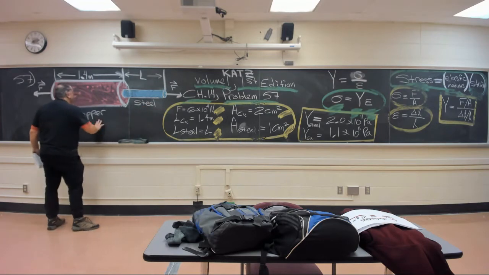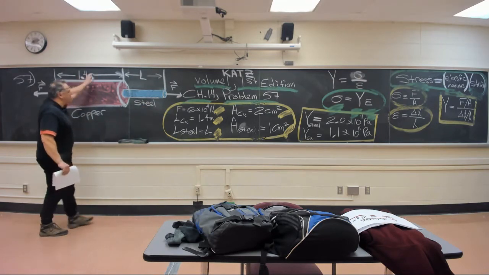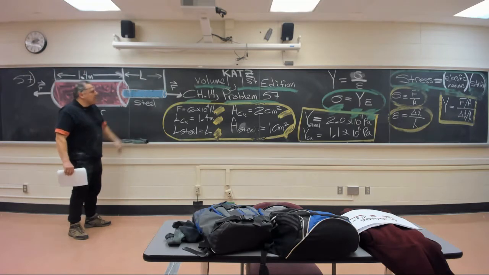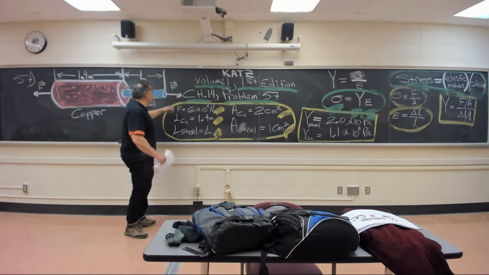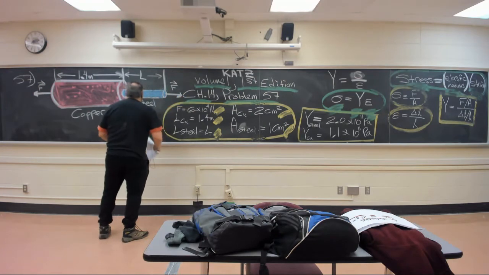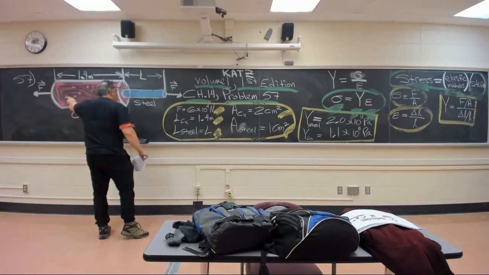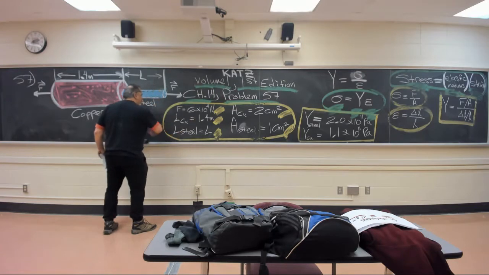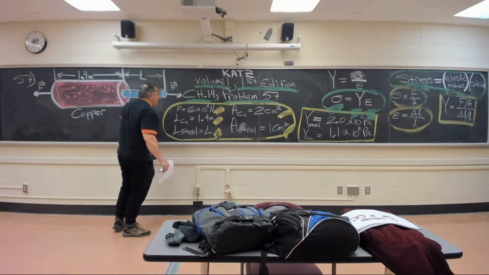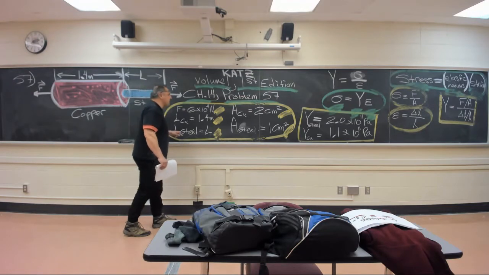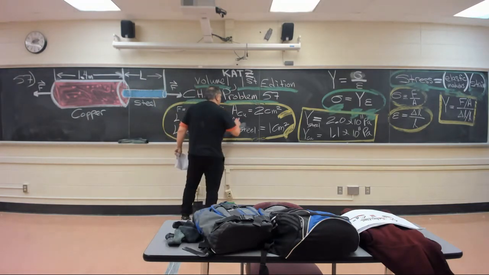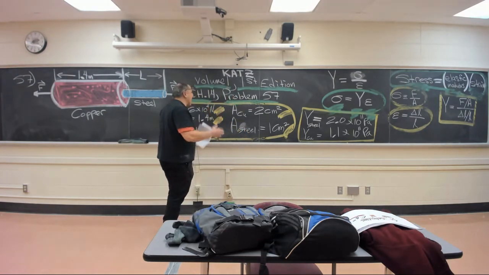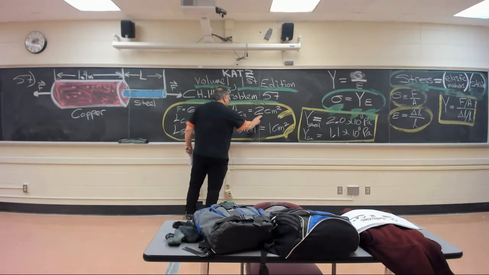This one's steel, this one's copper, this one's length 1.4 meters, this one's length L. The magnitude of the force F going to the right is equal to the magnitude of the force F going to the left, and that magnitude is 6 times 10 to the 4th newtons. The length of the copper rod is 1.4 meters, like we said. The length of the steel rod is not known, but we're trying to find out what the length of the steel rod is. The cross-sectional area of the cylindrical copper rod is 2 square centimeters.